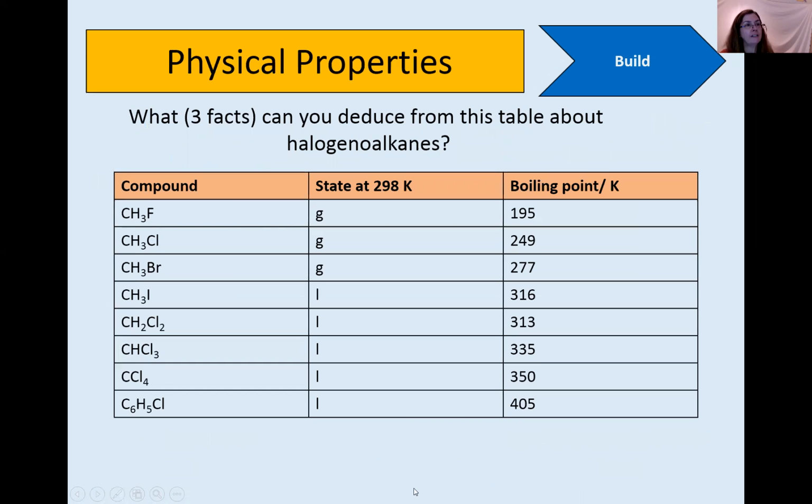So what 3 facts can you deduce from this table about the halogenoalkane? So I would say pause the video now, look at this and give me 3 trends. That's what I'm looking for, 3 trends. So see if you can identify the 3 trends. Once you're happy, then you can start the video again.